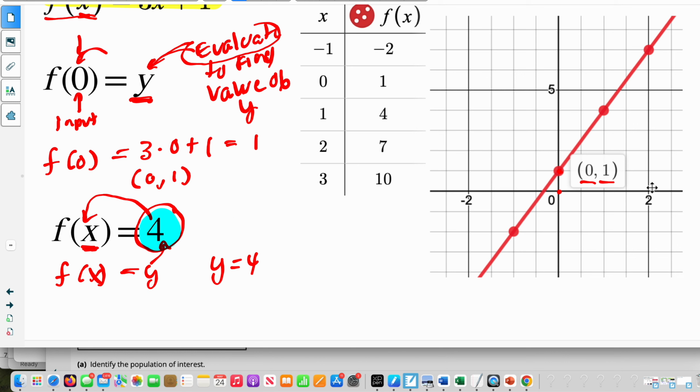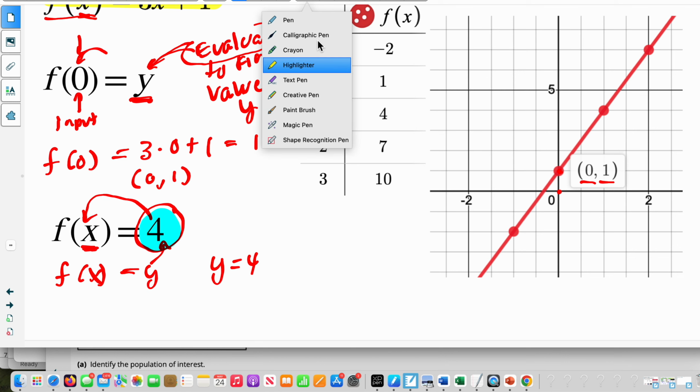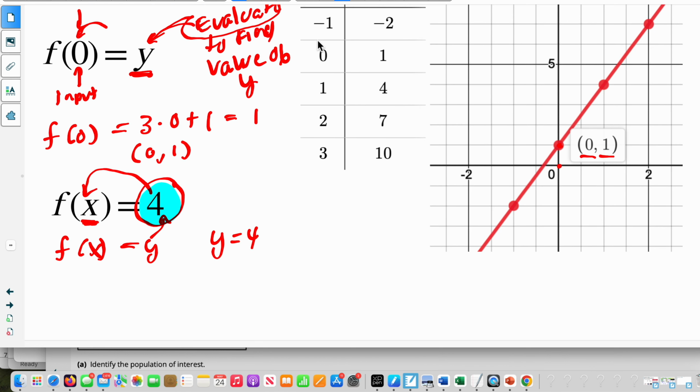If I'm given y equals 4, I can do this algebraically, but we're going to use the graph to do that. Here's my y-axis, here's my x-axis, here's y equals 4. I'm going to travel over until I hit the graph. So I want to find what's the x value. The x value is 1. x equals 1, y equals 4.